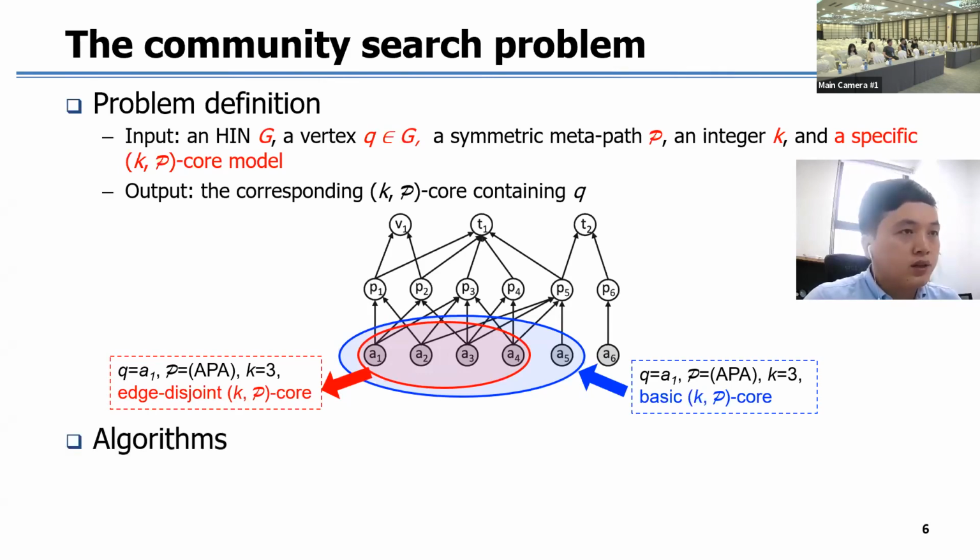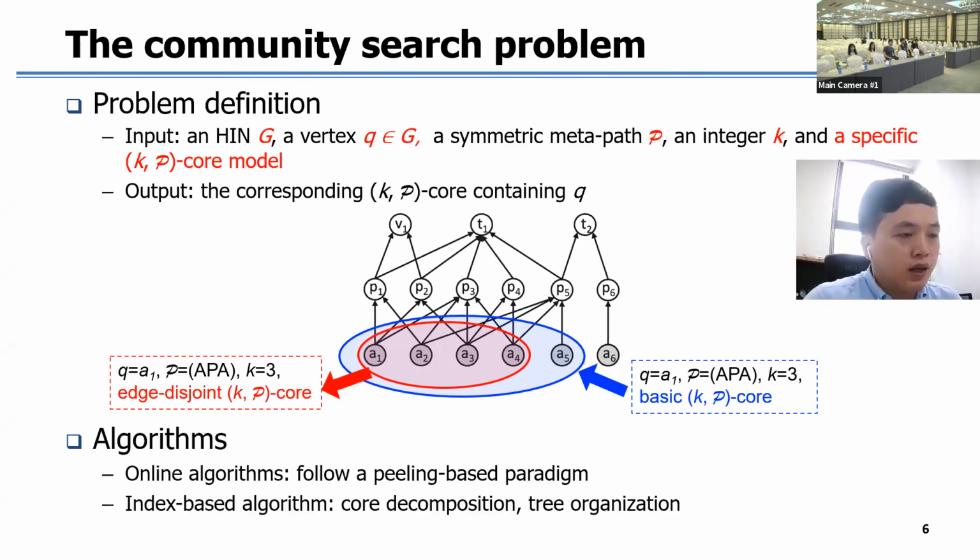so you can see that the community of the edge-disjoint KPK model is more cohesive. To find the communities, both efficient online algorithms and index-based algorithms are developed. The online algorithms follow a peeling-based paradigm, which iteratively removes the vertex that participates in the minimum number of metapaths, while the index-based algorithm first decomposes the graph into some cores and then organizes the cores in tree structures. After that, when the query comes, it uses the indexes to search the specific core containing the query vertex.